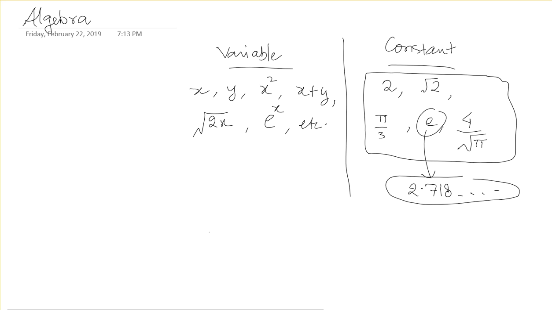It is possible that you might not know this, but other than this, you know this is pi, this is root 2. It has a value of approximately 1.414. Pi is something like 3.14, and here it is 4 by square root of 3.14. Yes, these are complicated, but the value of all these is known. So these are constants. But x, y, x square, x plus y, these are variables.